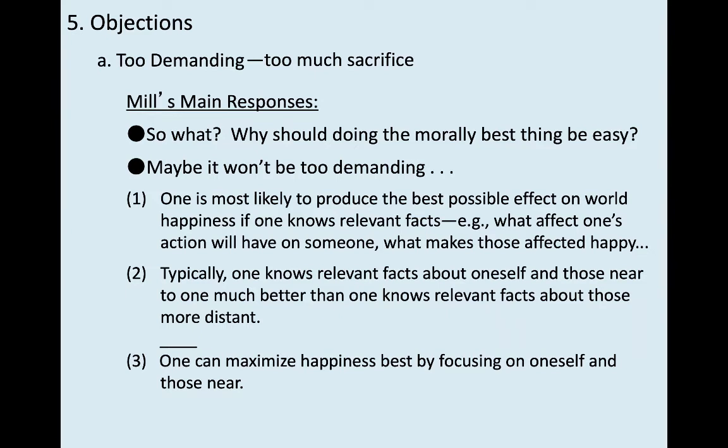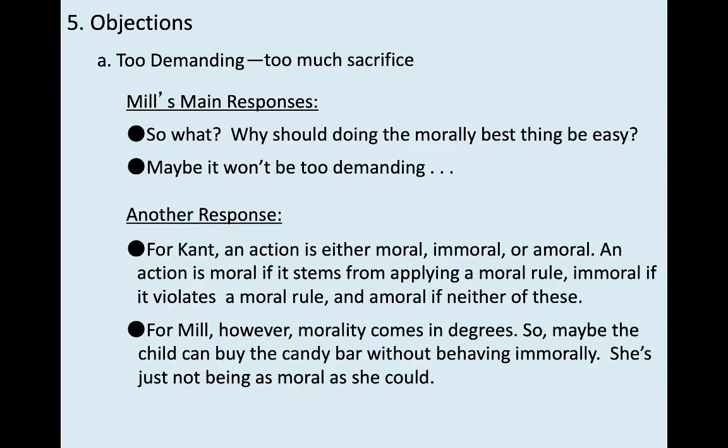So he still knows that donating the money will bring about more happiness than will come from the candy bar, even if 80% of the donation goes to the people working at the charity rather than the intended recipients of the charity. It's still the case that happiness will be increased more through that donation than by the kid buying the candy bar. So it still seems like on Mill's theory, even given this reply, a lot will be demanded of us. There's another response to this objection, and it goes like this.